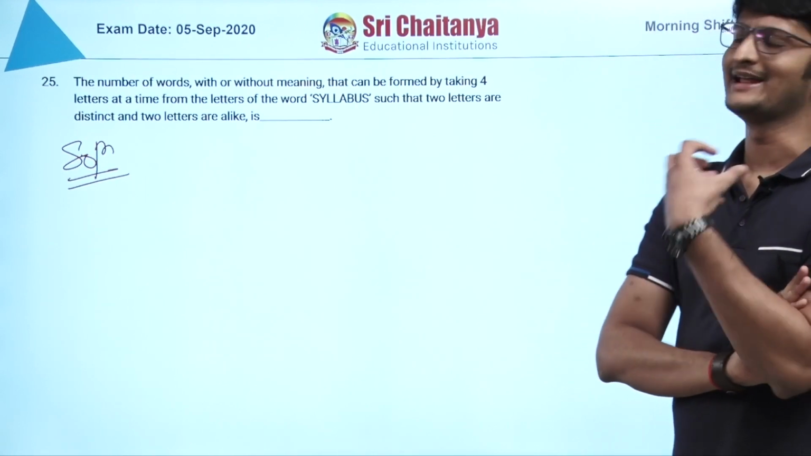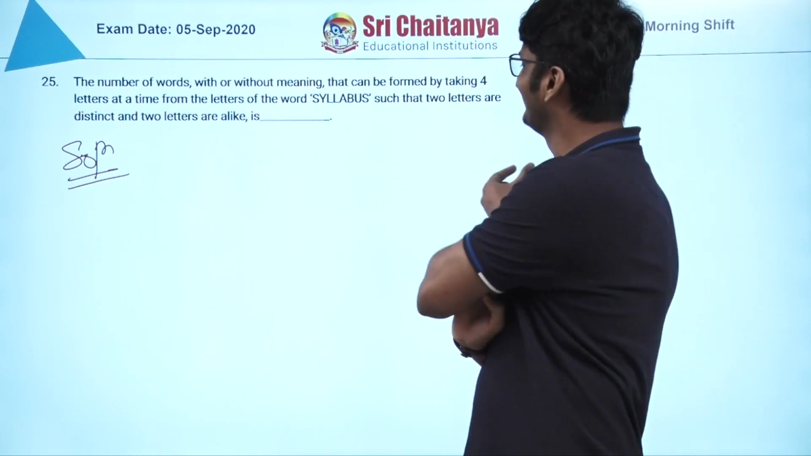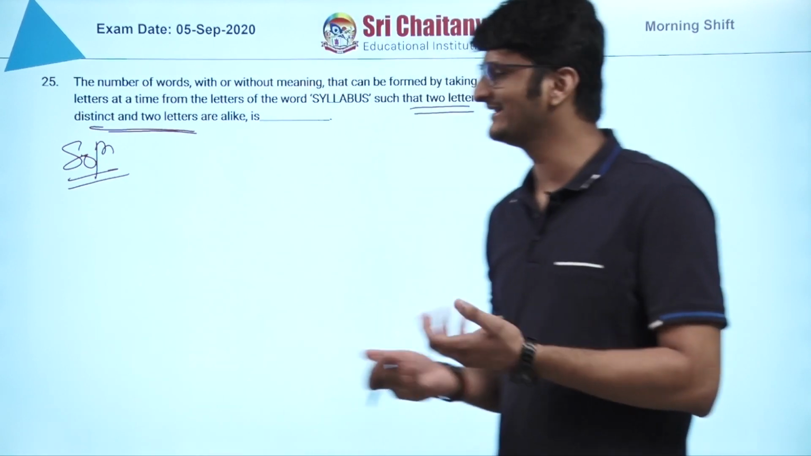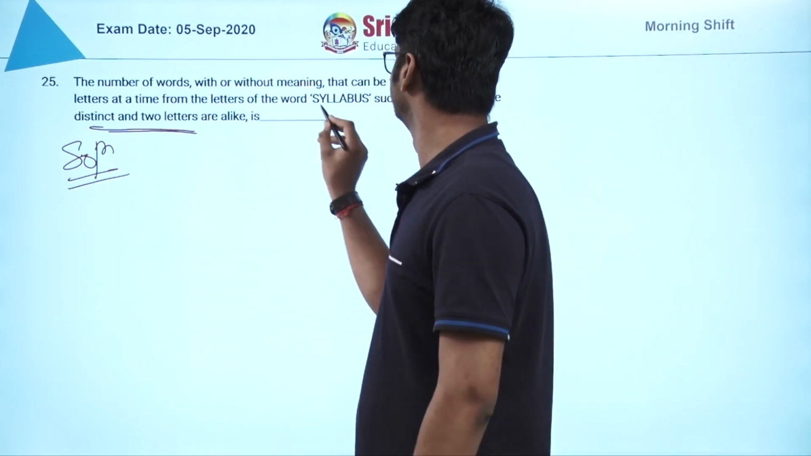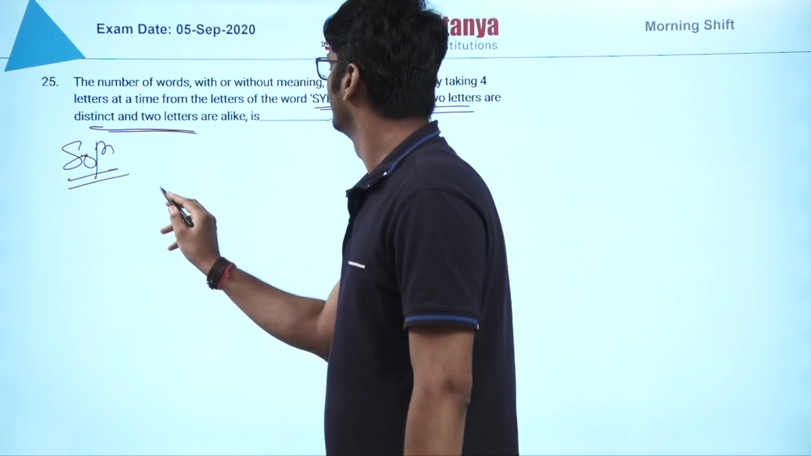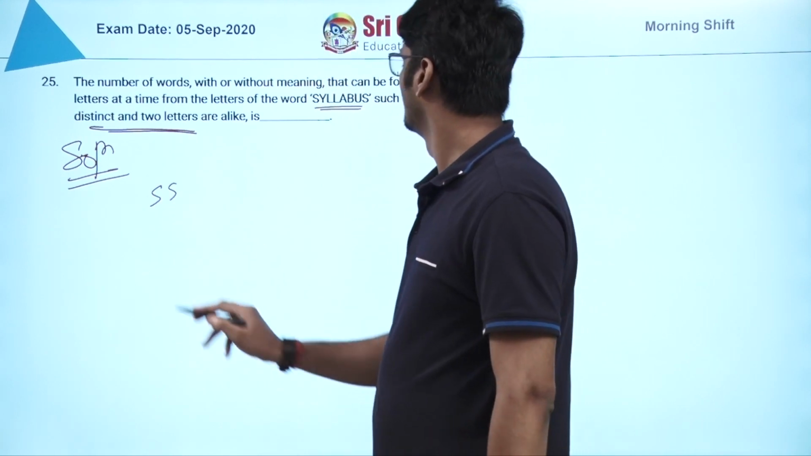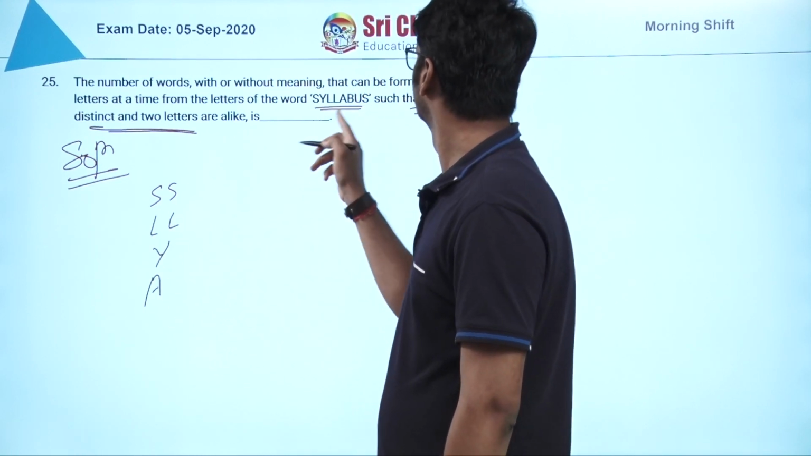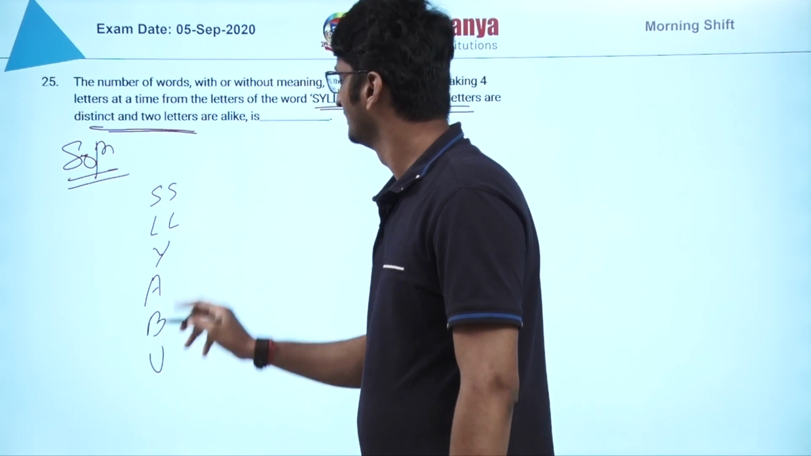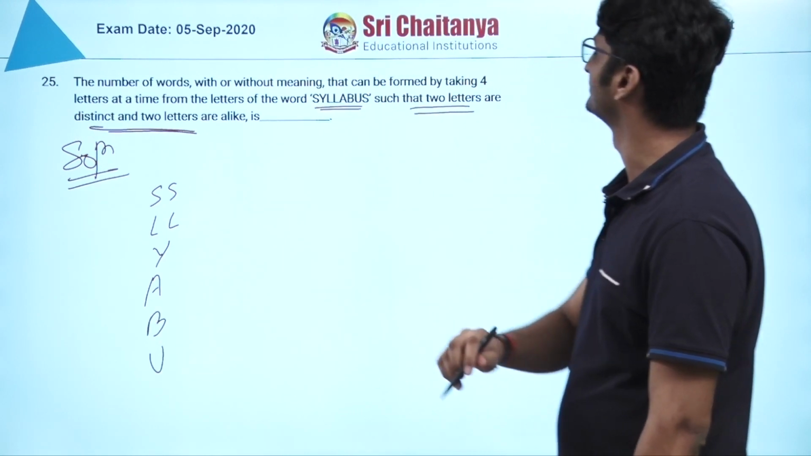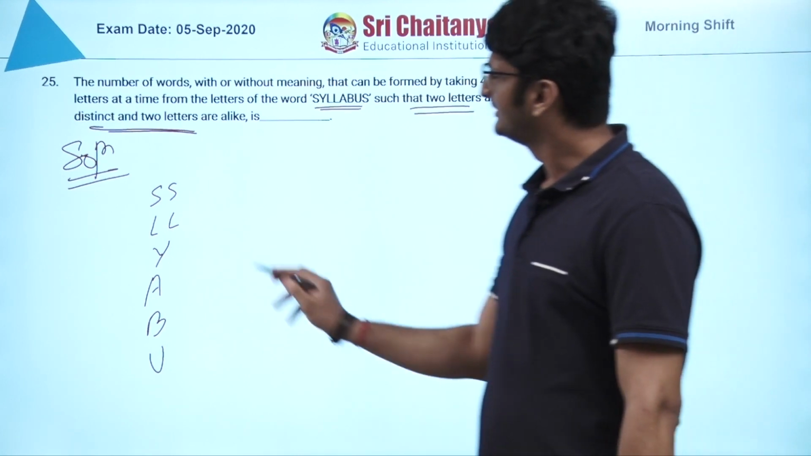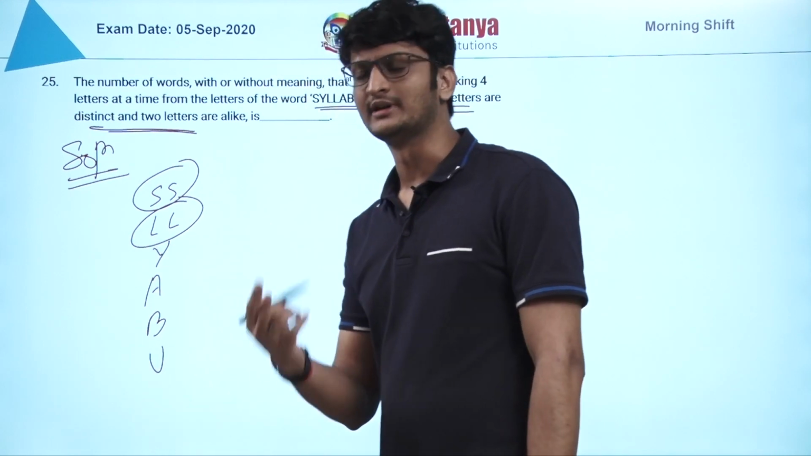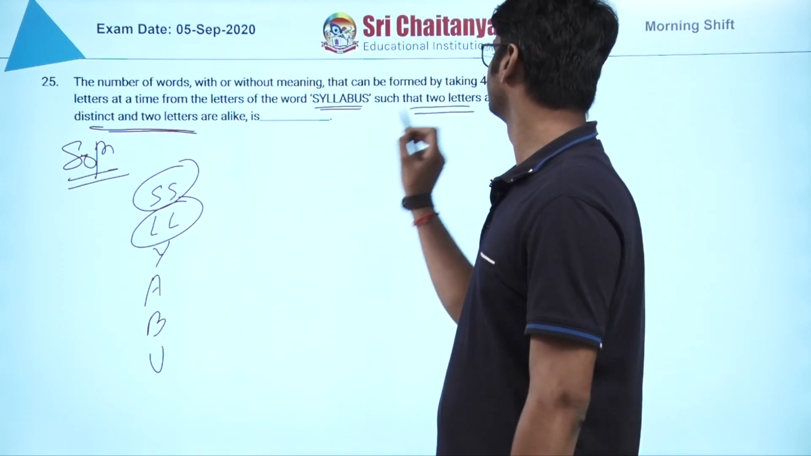So, this is a permutation of alike objects in which exactly one case is given, otherwise we would have to make several cases. First of all, let us write down which letters are present. 2 S are present, 2 L are present, and Y, A, B, U. The availability of S is 2, the availability of L is 2, and all the other letters have availability 1 each.